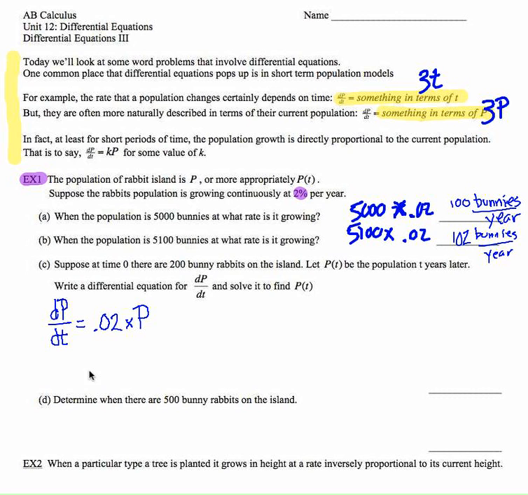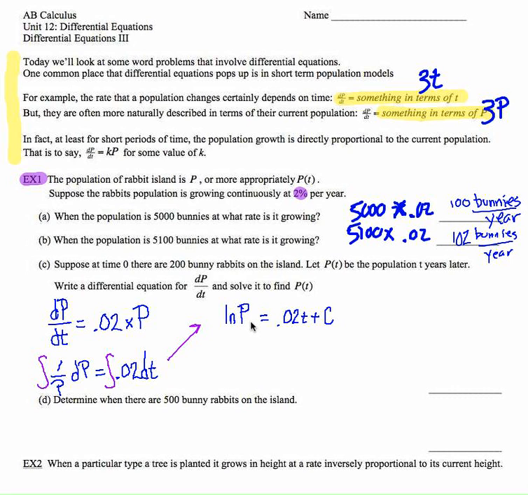And then, just like we've been doing the last couple days, we're going to take all of the stuff pertaining to p, put it on one side, and all of the stuff pertaining to t on the other side, which will look like this. And then we're going to integrate both sides of the equation, which will give us this.